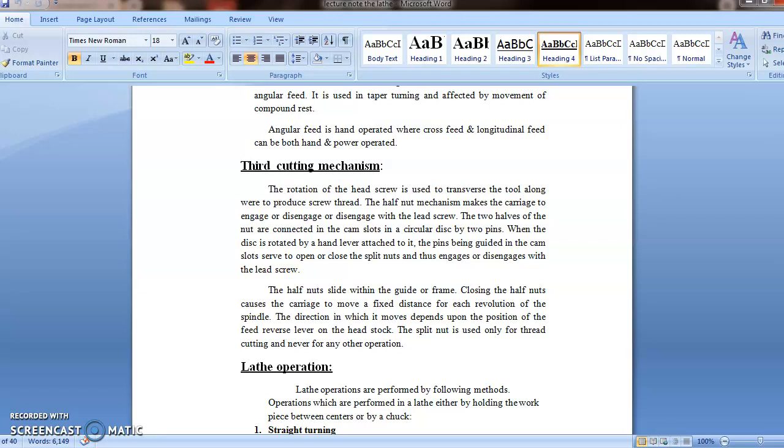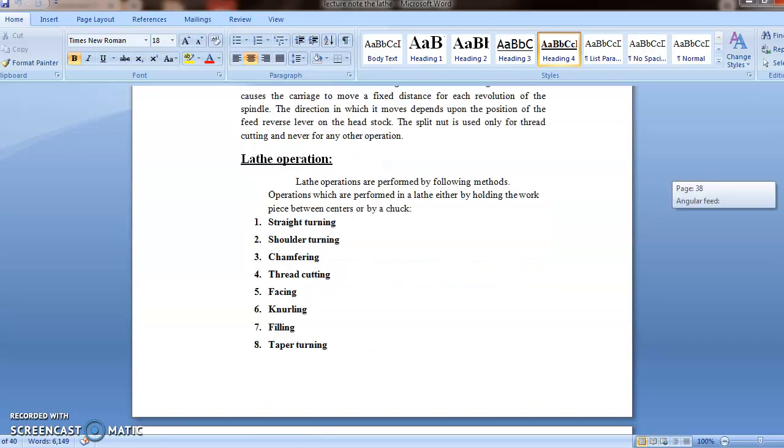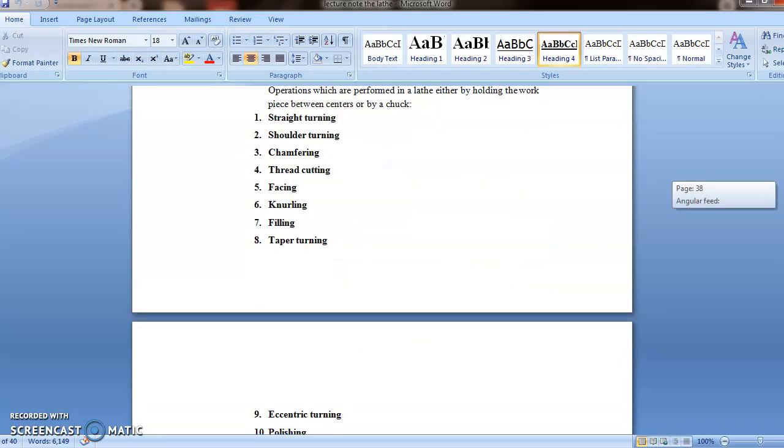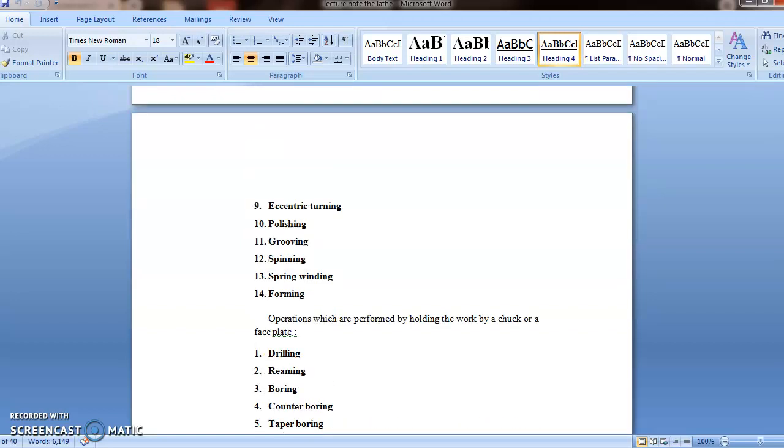Next we will see the lathe operations. What are the operations possible in a lathe machine? Different operations like straight turning, shoulder turning, chamfering, thread cutting, facing, knurling, filing, taper turning, eccentric turning, polishing, grooving, spinning, spring winding, forming, etc. can be done on a lathe machine.